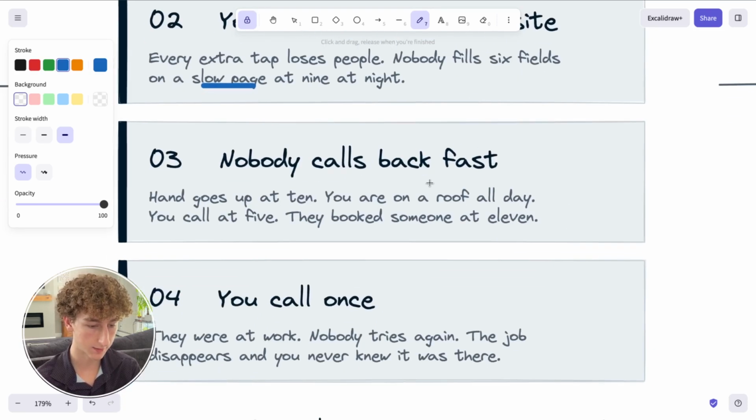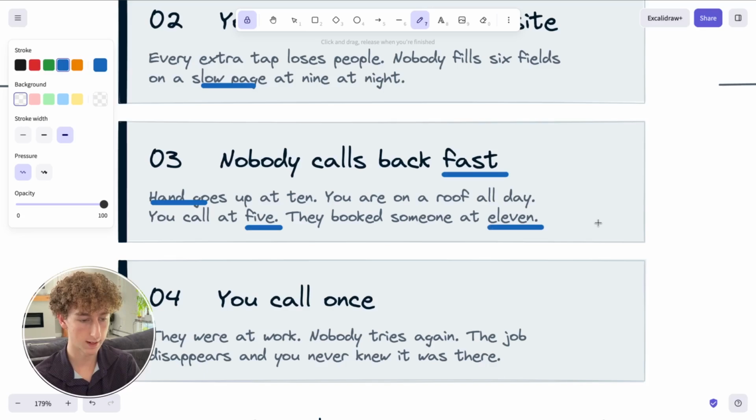The next thing that no one talks about is nobody calls back quick. And this is what I was talking about earlier with speed to lead. Say someone's hand goes up, they see your ad, they fill out your form, they send it at 10 o'clock in the morning and you're on a roof all day. You call back at 5 p.m. after you're off the roof or off the job. And someone else already booked them at 11 a.m.